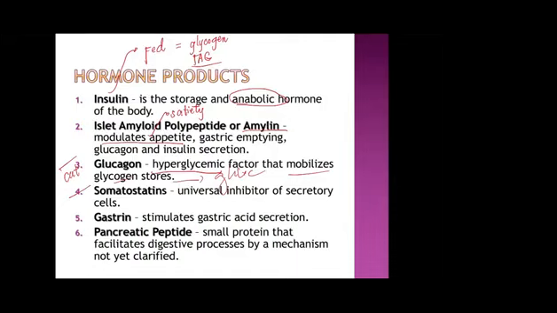For gastrin, this is a mediator of hydrochloric acid secretion. And finally, the small proteins called pancreatic peptides, although their mechanisms of action are not yet clarified. Okay? Altogether, class, these are the different hormone products of the islets of Langerhans.